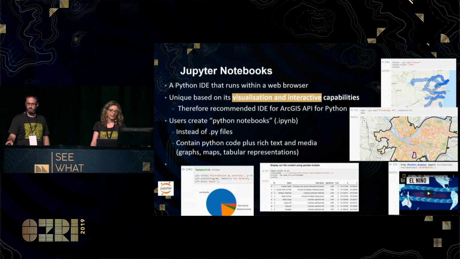Jupyter is installed with ArcGIS Pro, or alternatively it may be downloaded into a compatible Python 3 environment. When working in Jupyter, we work with Python notebook files. So these have a .ipynb extension as opposed to the .py extension that you may be familiar with if you've been using Python with Esri products. Let's take a look at a demonstration now.